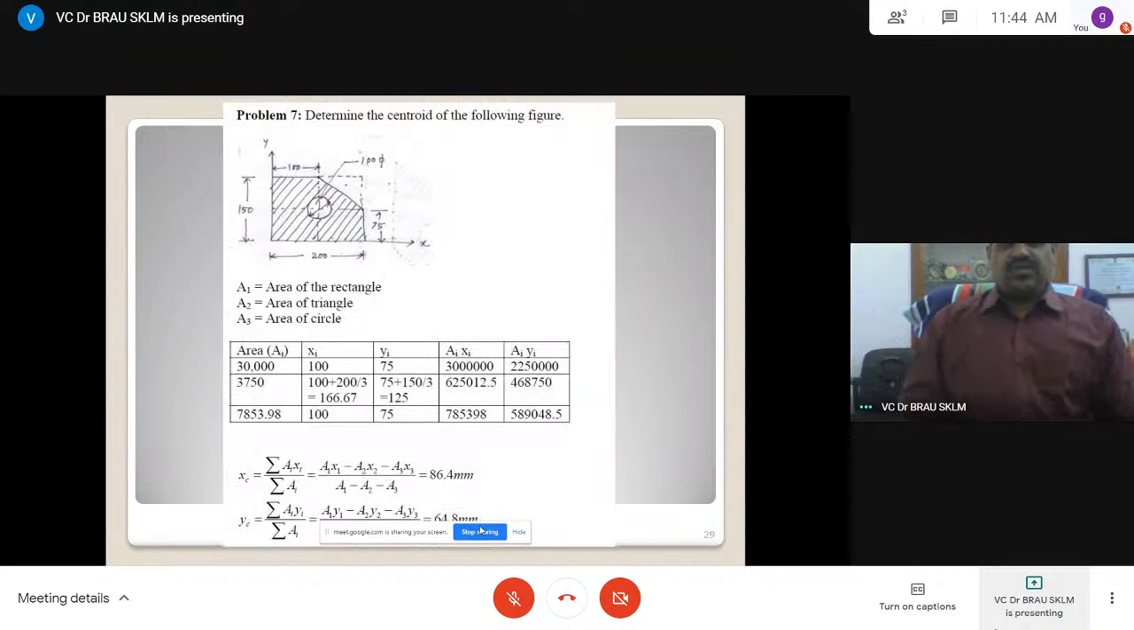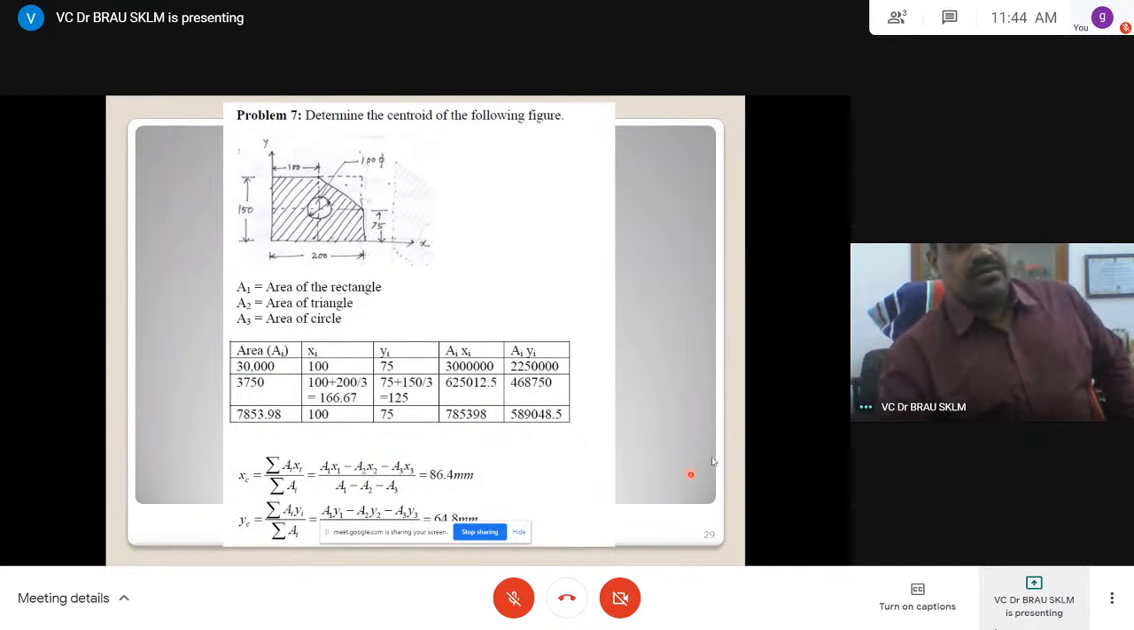Now let us see one more last one related to composite sections. In this rectangle, not square, because it is 200 by 150, you subtract a triangle and also a circle. A1 is the rectangle, 150 into 200, 30,000. Area of the triangle is half base into height. This is 100 and this is 75.